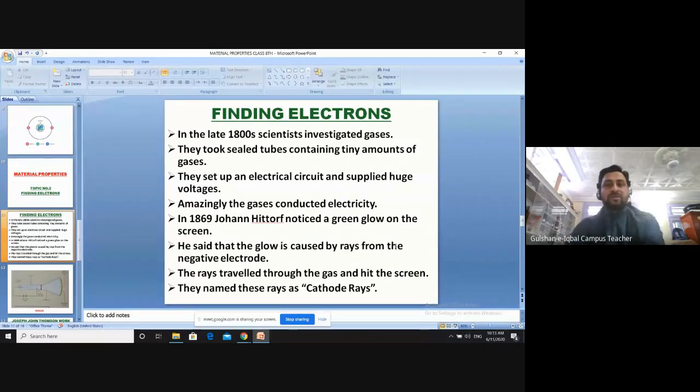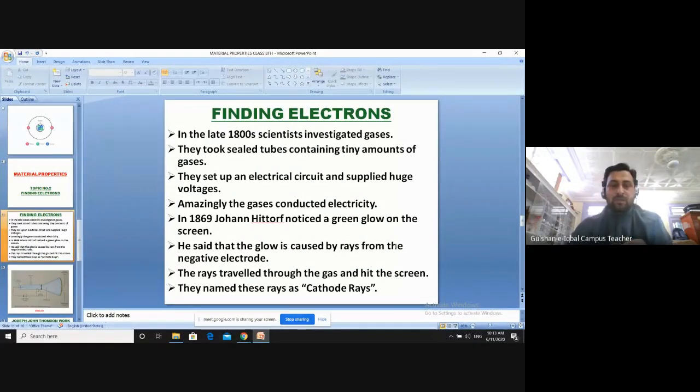In 1800, scientists started investigating gases, and for that purpose they took certain kinds of vacuum tubes. In those tubes they produced some kinds of gases, and then they passed an electric current through them in an electric circuit. When they passed a huge electric current, they saw that the gases conducted electricity.